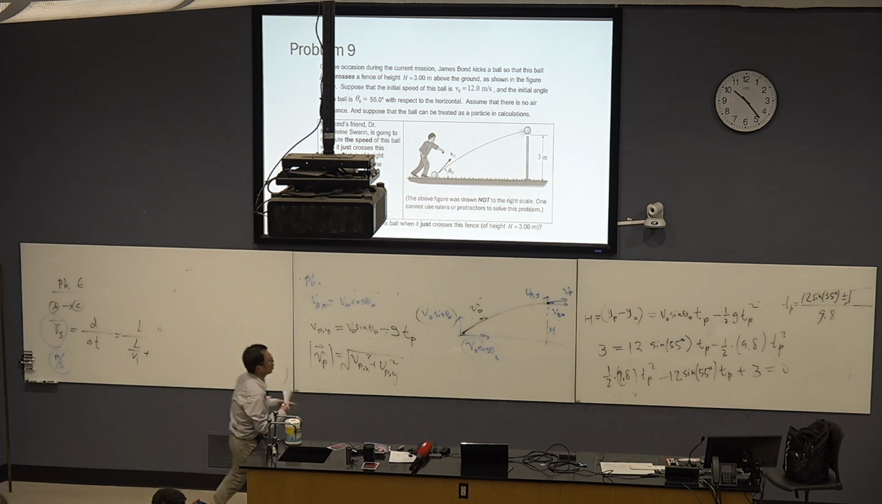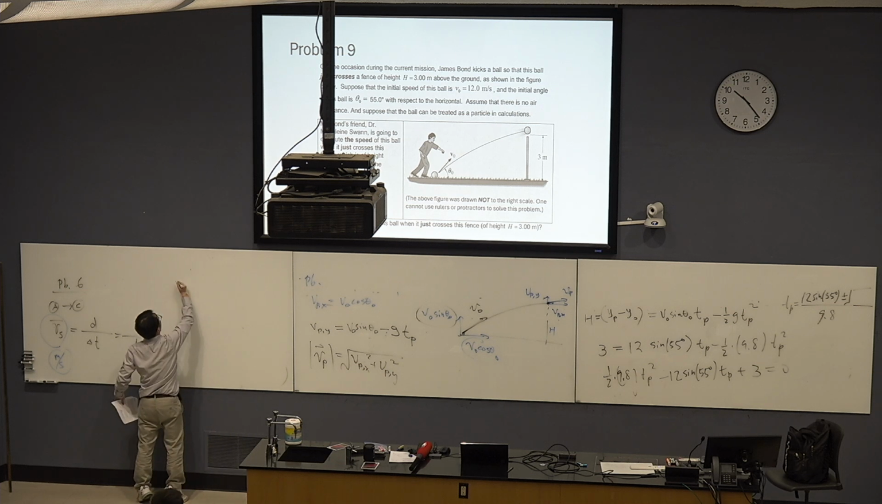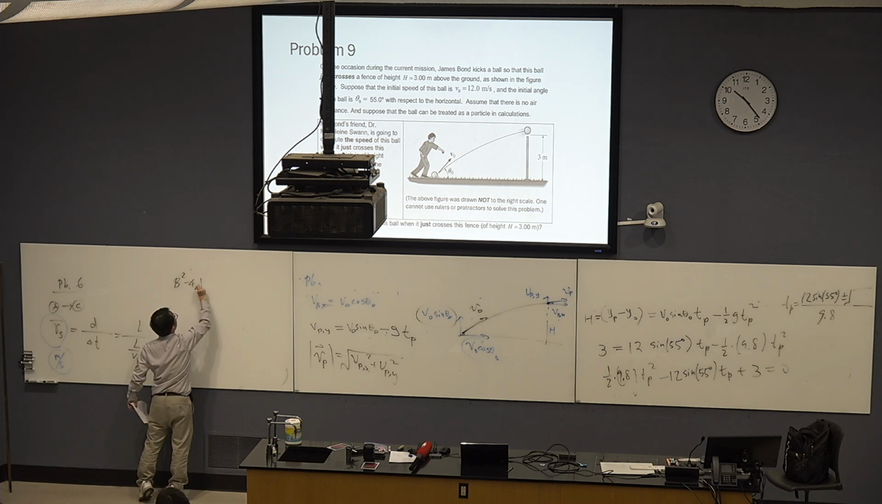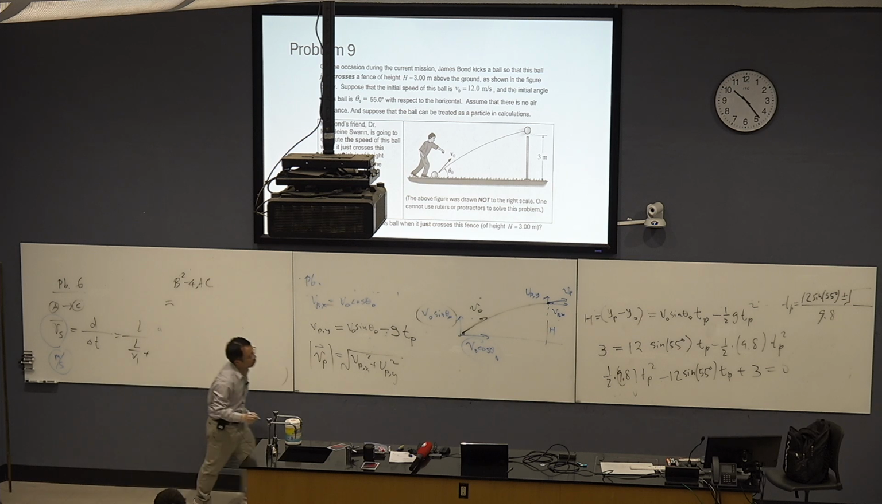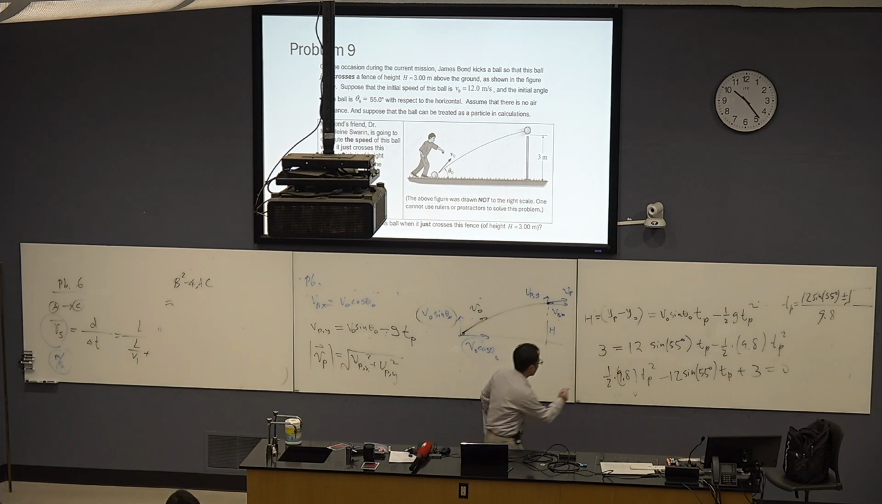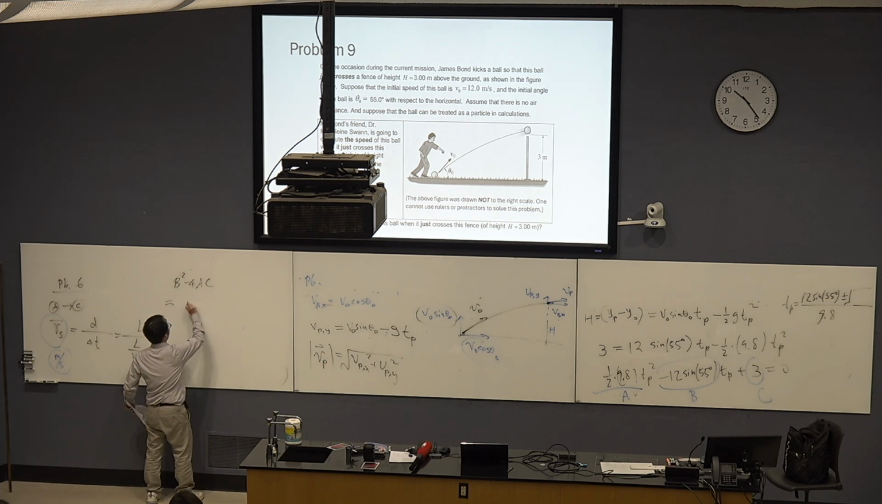So b squared minus 4ac will be equal to... let's call this a, okay? I call this part b, and this thing I call c. So b squared minus 4ac is 12 sine 55 degrees.